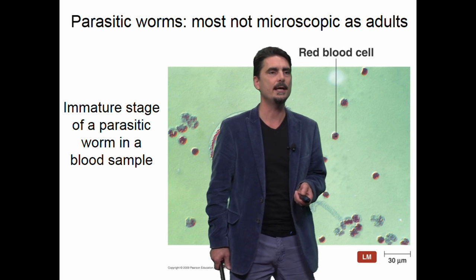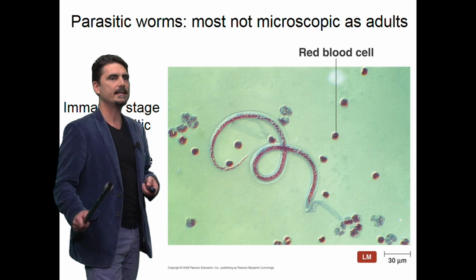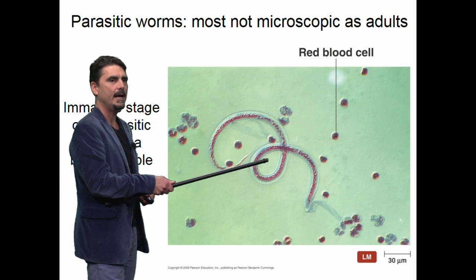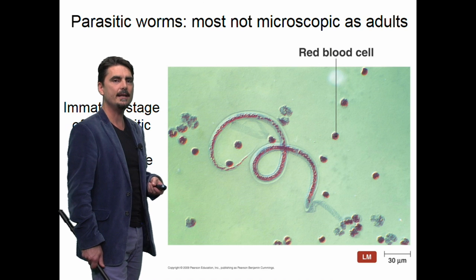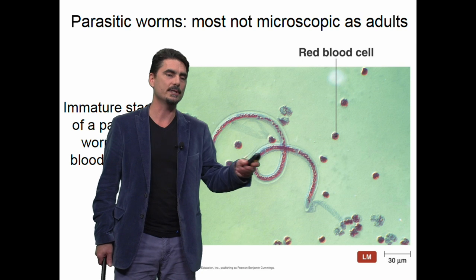And then this is showing a particular type of parasitic worm. Again, this shows the size, where some of these can get large. We've got some red blood cells that are small, and then this big long squirmy thing is a particular parasite. As they get bigger, they're not really in the field of microbiology anymore, but when something is really small, then it is.